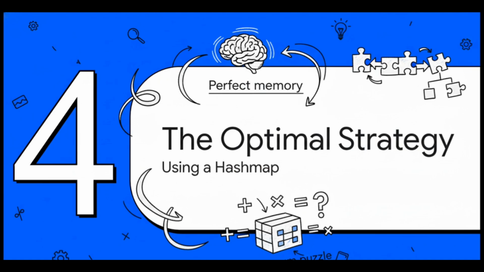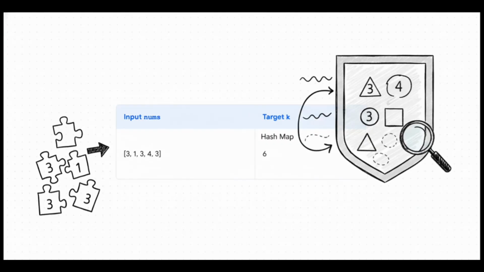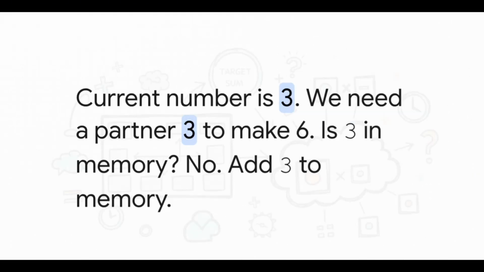All right, so let's actually see how using this perfect memory totally changes our strategy. We're going to run through a slightly trickier example to see exactly how this works. Okay, here's our new list: 3, 1, 3, 4, 3. And the target sum k is now 6. And you'll notice we've got a few duplicate numbers in there this time, which definitely makes things a little more interesting. So we're going to go through this list just one time.